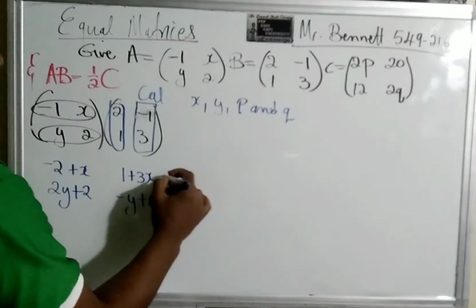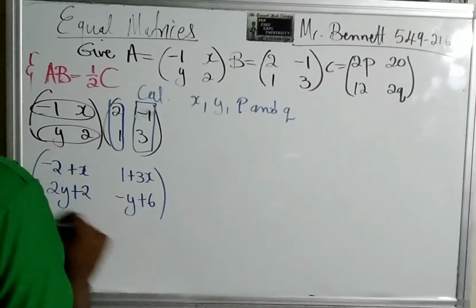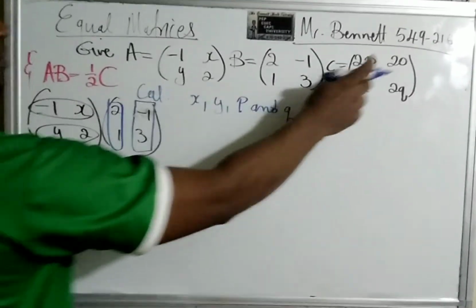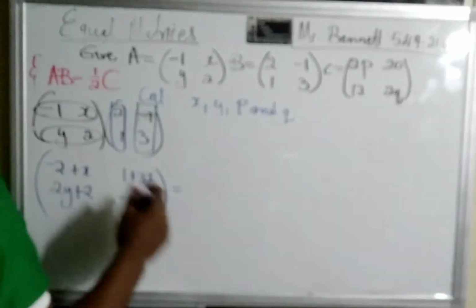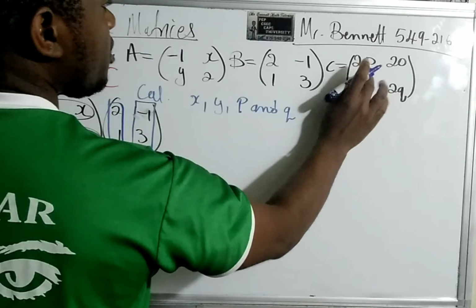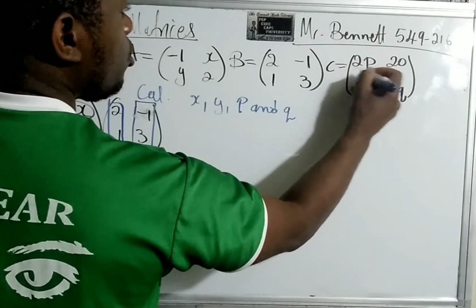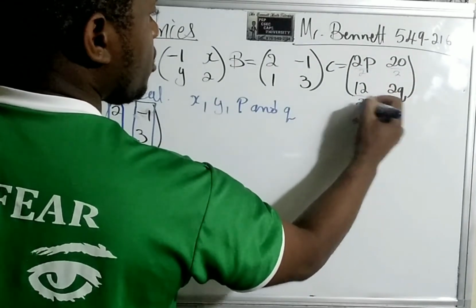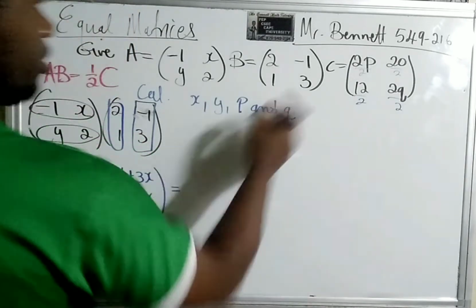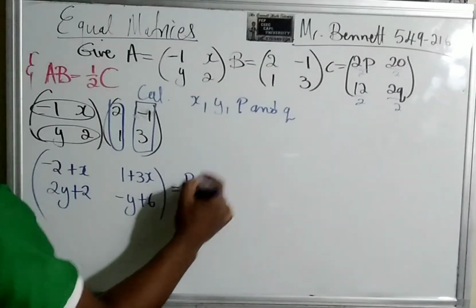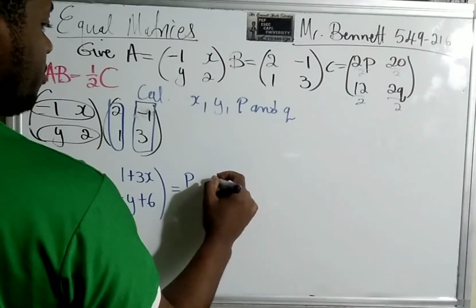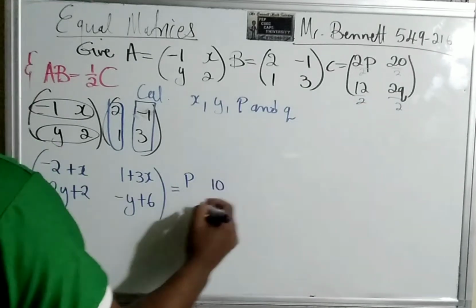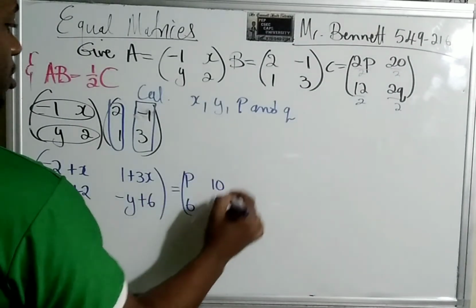Alright, to make it simpler, we're just going to find a half of C, because it's a half of C. Half is the same thing as dividing by 2. So we just divide everything by 2, just to simplify it, so that will give us p. And 20 divided by 2 is 10. 12, that will be 6.